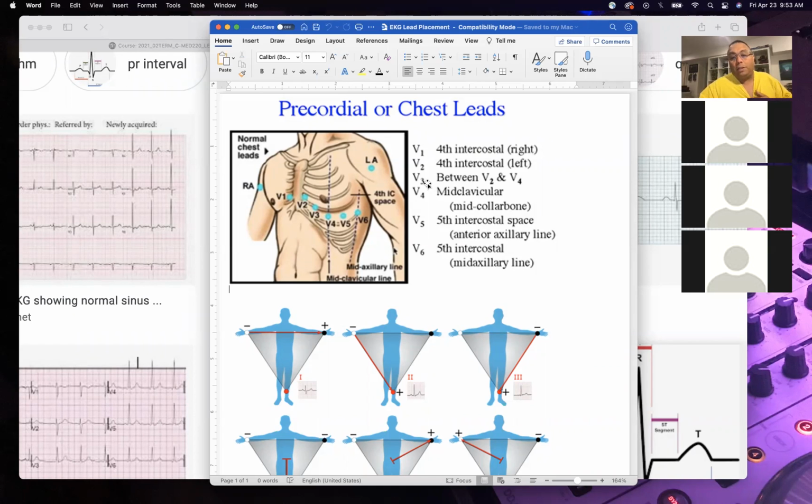Now, the tricky one is V3. So you're going to skip V3 and jump right to V4. V4 is fifth intercostal space, mid-clavicular line. So if I have my collarbone here, right? Those of you watching either on my video or this diagram here on the shared screen, you draw an imaginary line. Do not draw a real line.